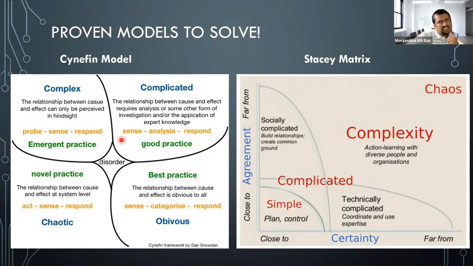So now, keeping this proven business model in mind, I would like to walk you through some simple, complicated, and complex problems from day-to-day life. And let me understand from your point of view how you think these problems can be solved. Okay, are you all ready?